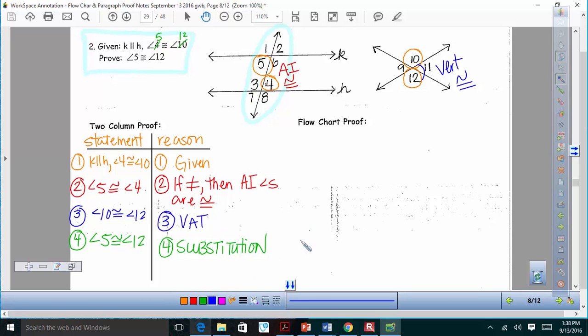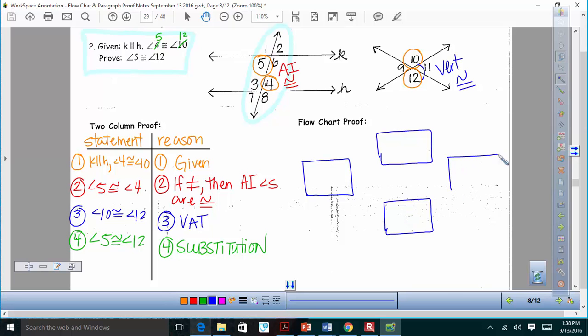Now, to do our flowchart proof, we're going to draw our 4 boxes. All right, my arrows are going to go from this first box up to the top box, and from the first box to the bottom box. And then from this top box is going to the last box, and from this bottom box is going to the last box.